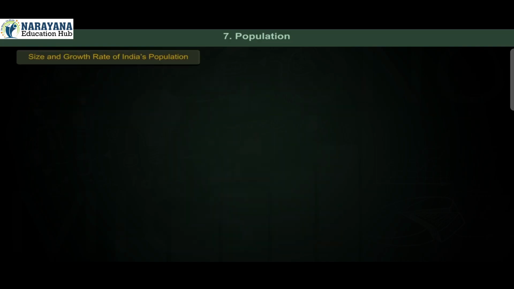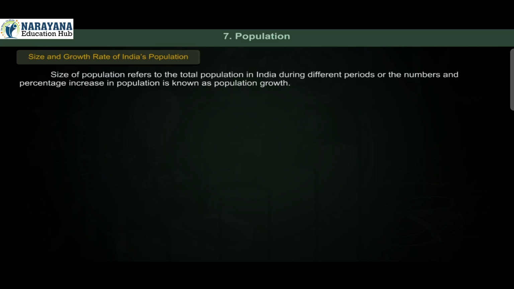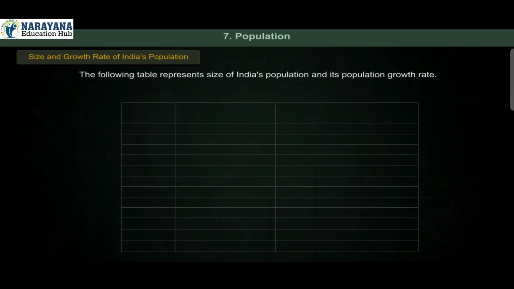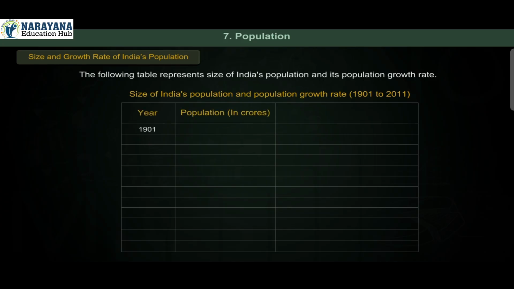Size and growth rate of India's population. Size of population refers to the total population in India during different periods, and the numbers and percentage increase in population is known as population growth. The following table represents the size of India's population and its population growth rate, 1901 to 2011. Year 1901, population is 23.8 crores. Average yearly growth rate of population is plus 0.08%.